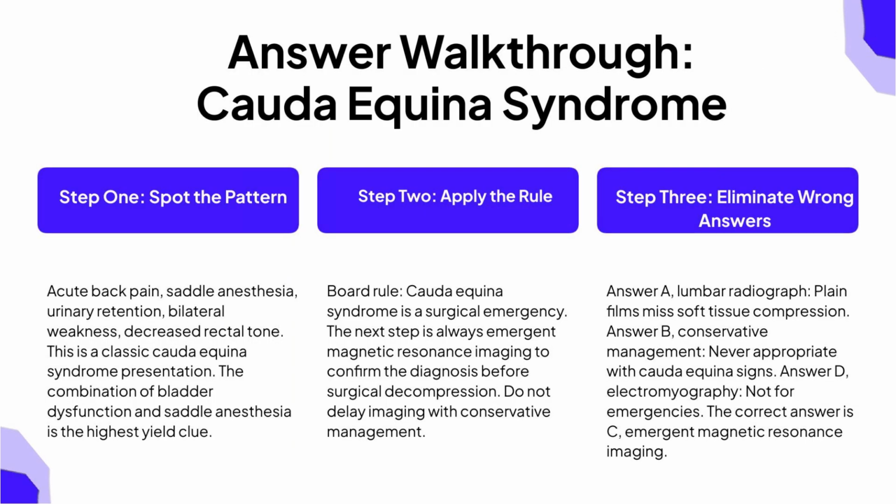Step 1. Spot the pattern. We have acute back pain, saddle anesthesia, which is the groin numbness, urinary retention, bilateral weakness, and decreased rectal tone. This is a textbook cauda equina syndrome presentation. The combination of bladder dysfunction and saddle anesthesia is the highest yield clue.